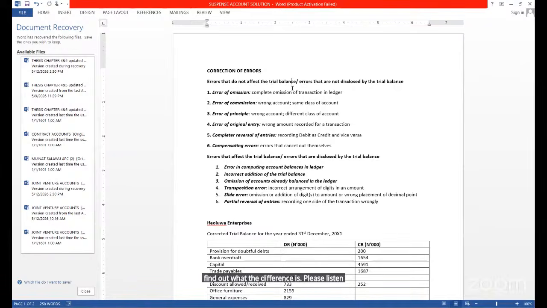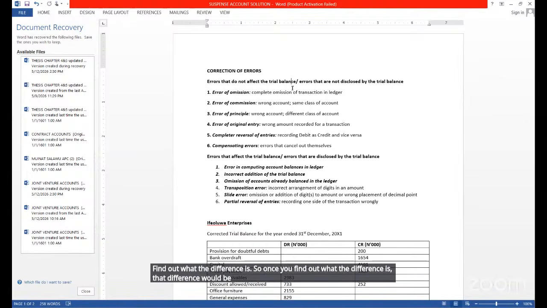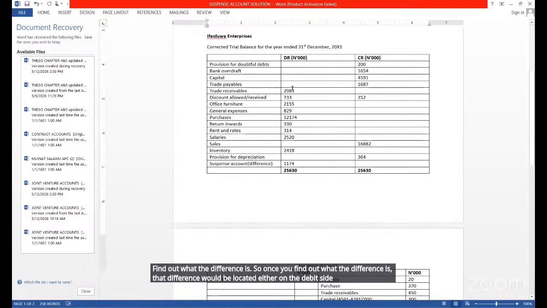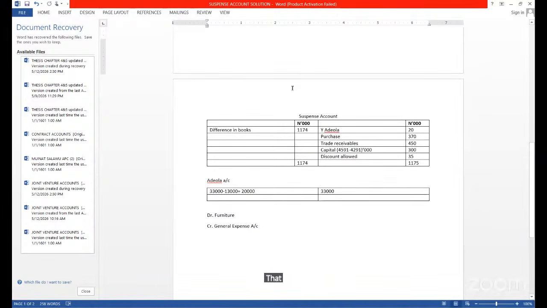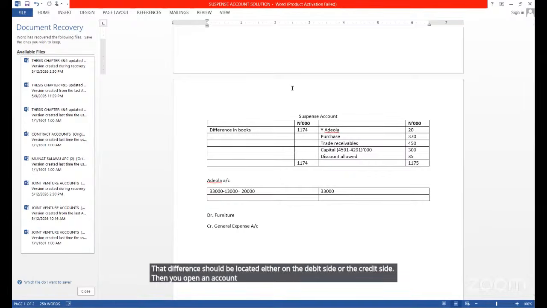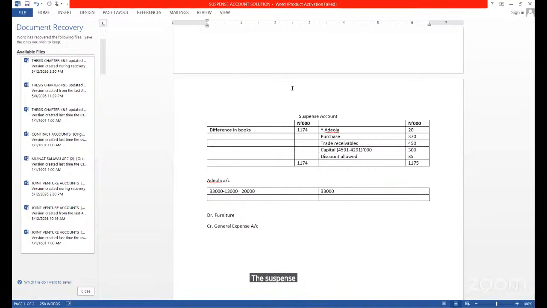Find out what the difference is. Once you find out what the difference is, that difference would be located either on the debit side or the credit side. Then you open an account known as the suspense account. The suspense account is a temporary account that is opened to make corrections to the errors in the trial balance.